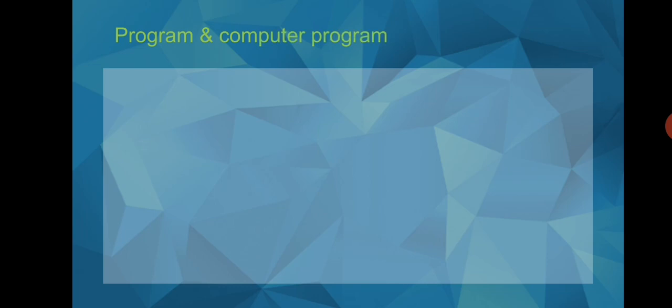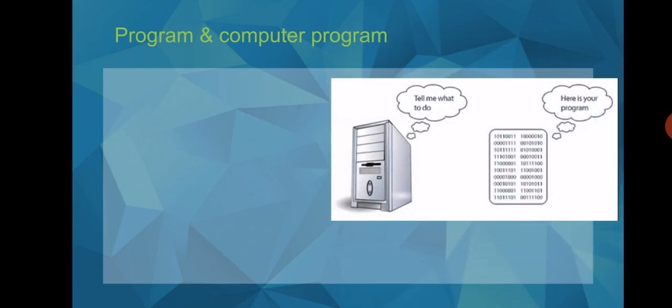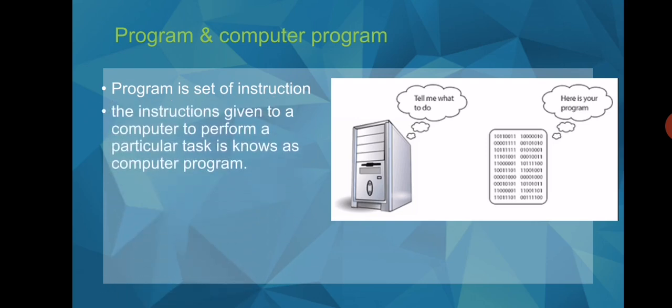Program and computer program. Here in this picture you can see a system unit is asking, tell me what to do, and on the right side there are some instructions, or you can say some commands, that are telling the system unit, here is your program. So actually a program is a set of instructions, or a set of commands or a set of orders. The instructions that are given to a computer to perform a particular task are known as a computer program.